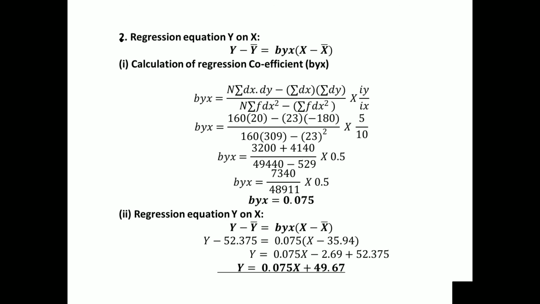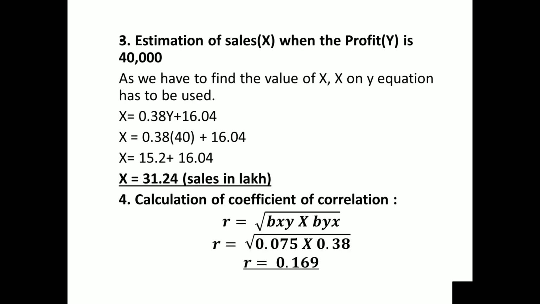So the next step is to calculate the regression equation, that is y on x. When we substitute the values of x bar, y bar and the byx coefficient, the equation of y on x goes like this: y is equal to 0.075x plus 49.67. Now we have obtained the two equations.